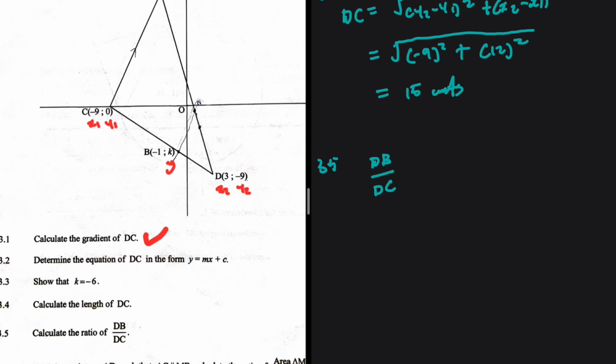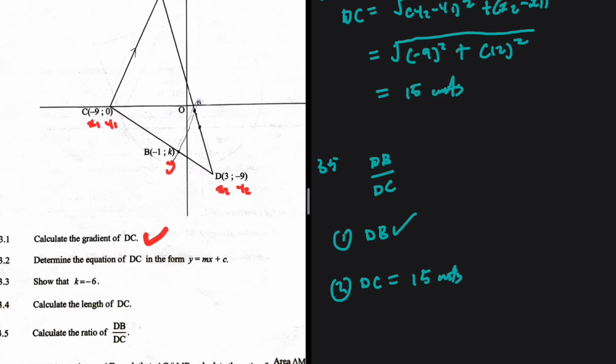So we have the value of K. So option 1 is to calculate the length of dB, right? Because we already have the length of DC. DC is equals to 15 units. So we can just calculate the length of dB, and then we find the ratio of the two. We say dB over DC.